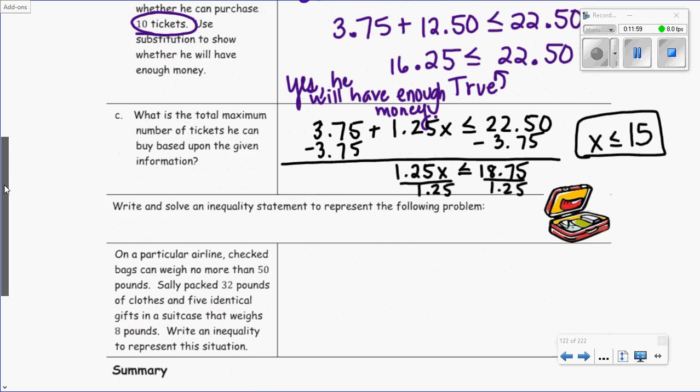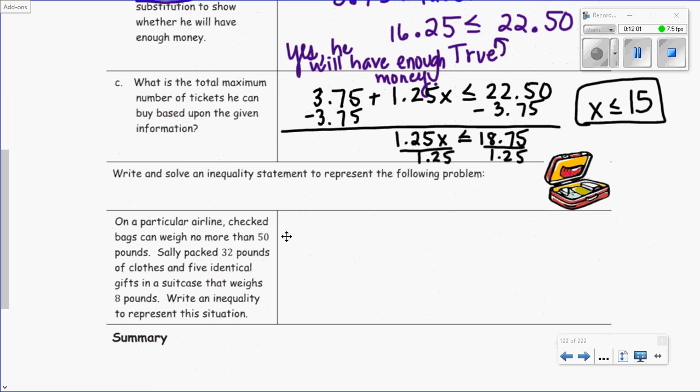Okay, our last example, it's a quick problem if you're looking here, but you do have to understand it. The way it's worded can be a little hard to imagine. So I'm going to help you try to imagine this. On a particular airline, checked bags can weigh no more than 50 pounds. No more than. What does that mean if you are no more than 50 pounds? It's not more than that. So it is less than 50 pounds.